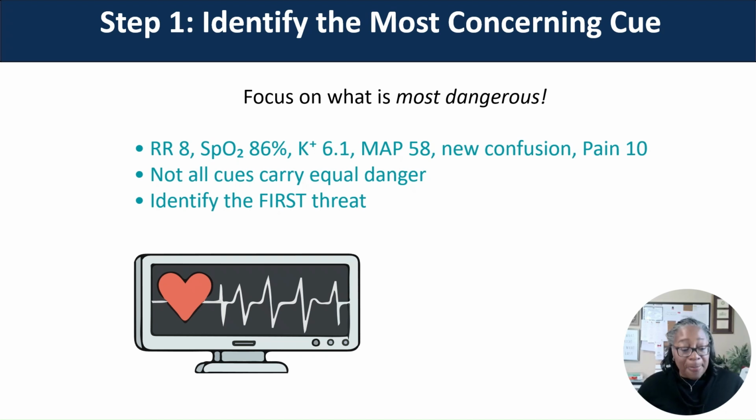Examples would be: patient's respiratory rate is 8. That's respiratory depression. Potassium 6.1 can lead to a deadly dysrhythmia. A MAP of 58. Remember, a MAP less than 65 is organ hypoperfusion. New confusion and an SpO2 of 86, the patient's hypoxic. Pain 10 out of 10 is important, but typically not always the priority. Okay, there's something else always there. So remember, not all cues weigh the same.